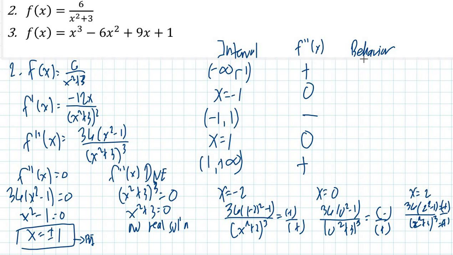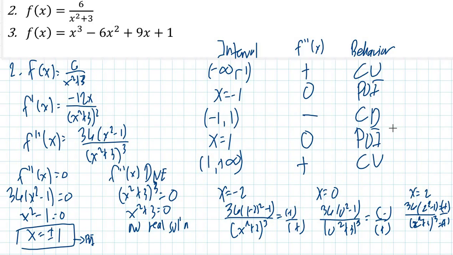So from here, the behavior in the first interval is concave upward, in the middle concave downward, and in the third interval concave upward, making negative 1 a point of inflection and also positive 1. So that is analyzing concavity and points of inflection.